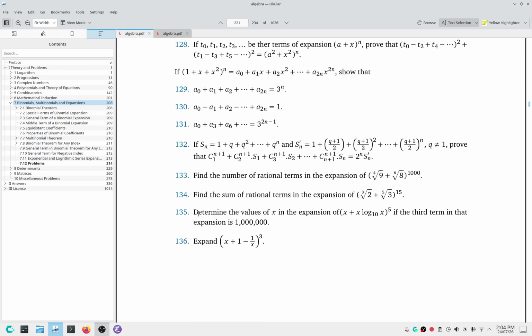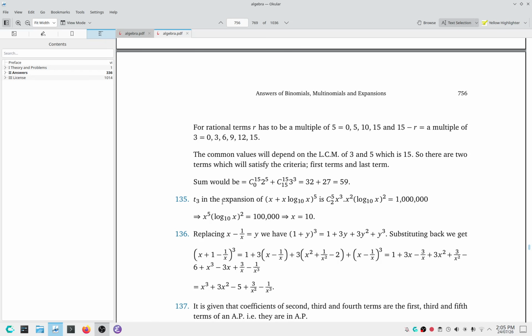Question 135 says determine the value of x in the expansion of x plus x to the power log x with base 10, whole to the power 5, if the third term in that expansion is 1 million. 1 million is 1,000,000 or 10 lakhs in the Indian number system. So T3 in the expansion is given by 5C2 x cubed times x squared times log x with base 10 whole squared is equal to 1 million. So that is x to the power 5 times log x with base 10 whole squared is equal to 1 million. Now we solve this equation, you get x is equal to this.